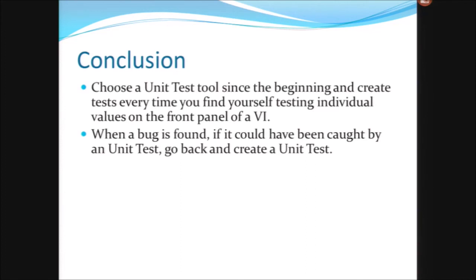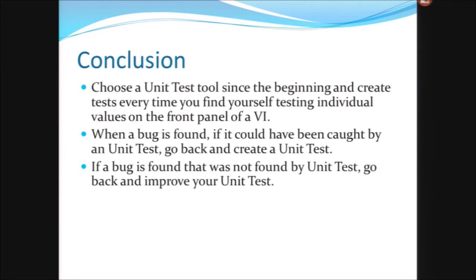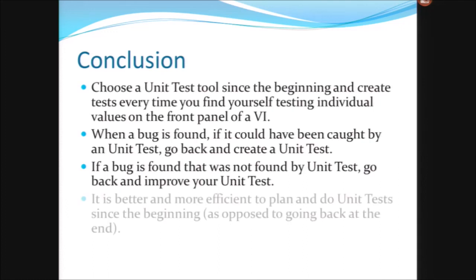So when a bug is found, if it could have been caught by a unit test, go back and create a unit test. If a bug is found that was not found by your unit test, go back and strengthen it. So don't go and create vectors for every test, right? Maybe you just know these might come back and haunt me. I'll just do the template with the 3-4 corner cases that I know, and later, at least you will already have the placeholder to come and add the test vector.